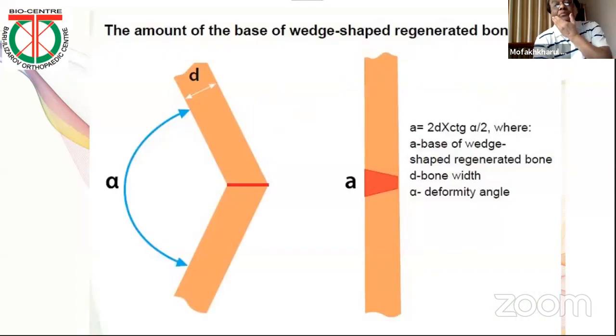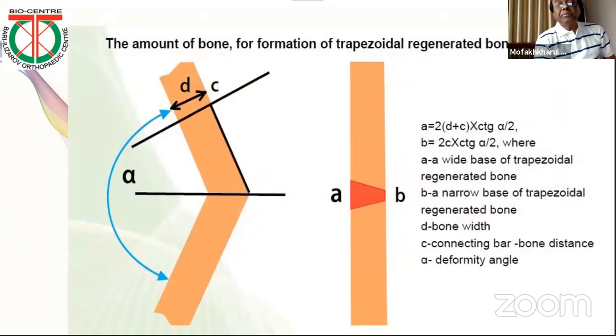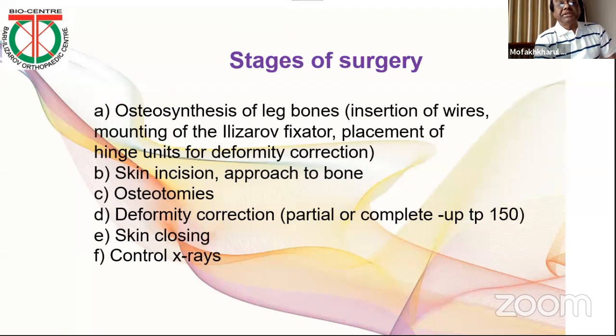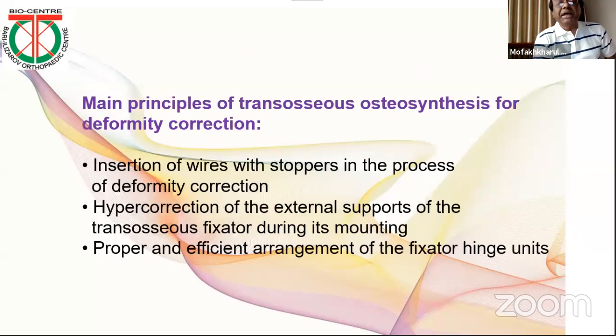See here, regenerated bone. This is trapezoid, Y-shaped regenerated bone. How you can do it very easily. See also the amount of bone formation, trapezoidal regenerated bone. Stages of surgery: osteosynthesis of the leg bones, you know, insertion of the wires and others, placement of the hinges, especially how to place, when to place, where to place the hinge, very important for deformity correction, skin incision, approach to the bone, osteotomies, deformity correction, partial or complete, skin closing, and check X-ray all the time.